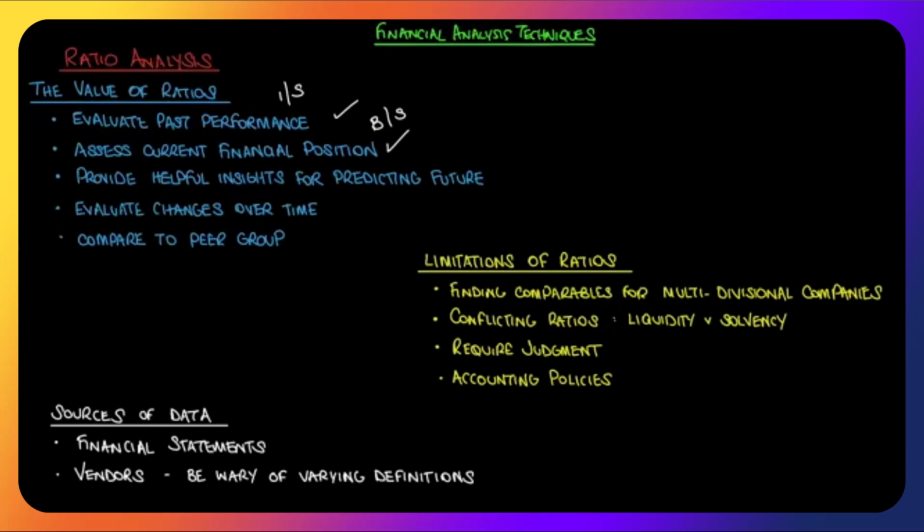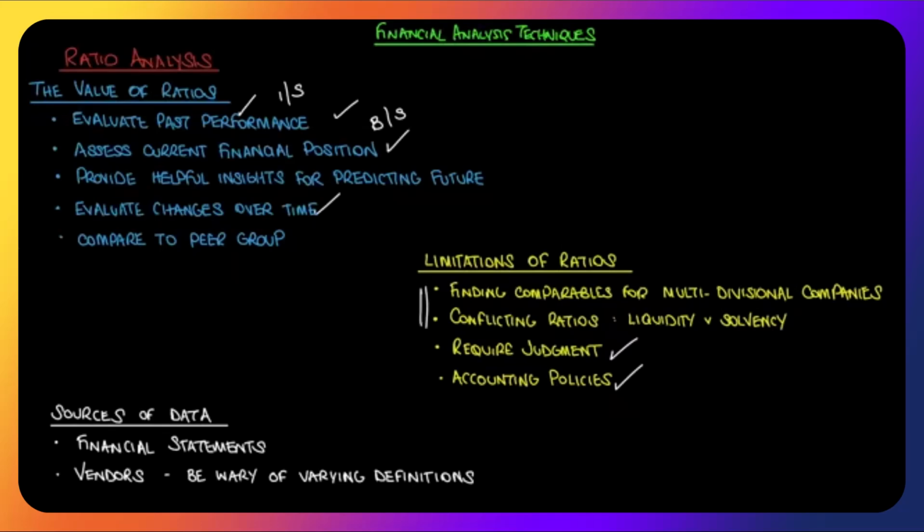We can use both the income statement and the balance sheet to forecast. Evaluate changes over time. Well, yes, we've just said past performance. And compare to peer groups, cross-sectional rather than over time. Limitations. Well, I think we've mentioned accounting policies already, and I've hopefully made it clear that it's all about interpretation, your judgment. However, a couple of other interesting points.